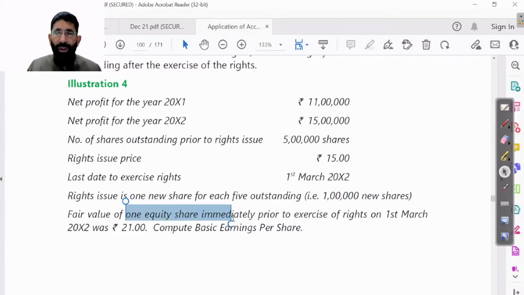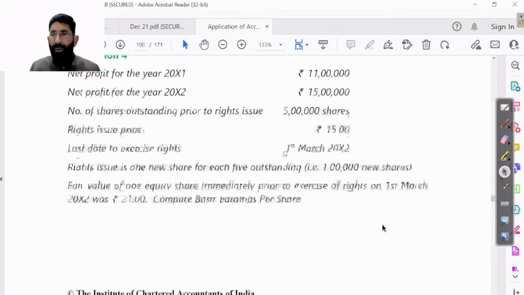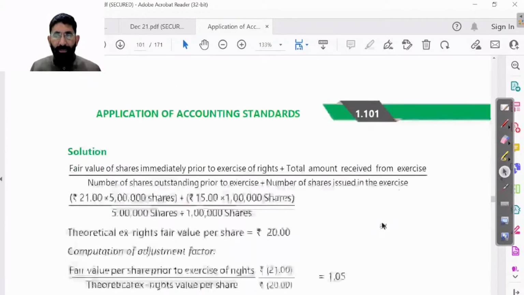Fair value of one equity share immediately prior to exercise of rights on 1st March was 21. So very simple. First of all, you have to calculate for the current year.